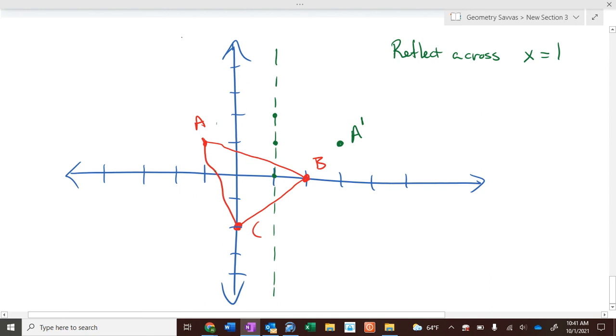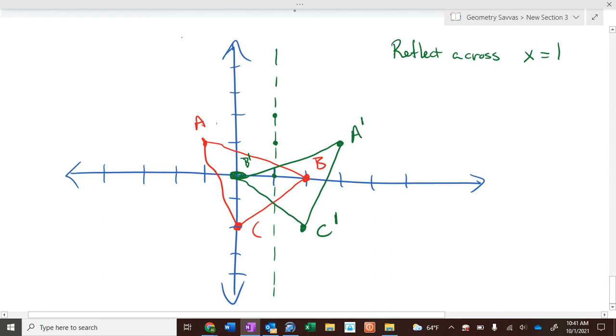Okay? Where would B end up, Micah? At 0, 0, because it's 1 to the right of the line of reflection, so it'd go 1 to the left of the line of reflection. B prime would be here. C is at 0, 2. It's 1 to the left of the line of reflection, so it would go where? 1 to the right. So C prime would be here. So here's the reflection across that line of reflection.